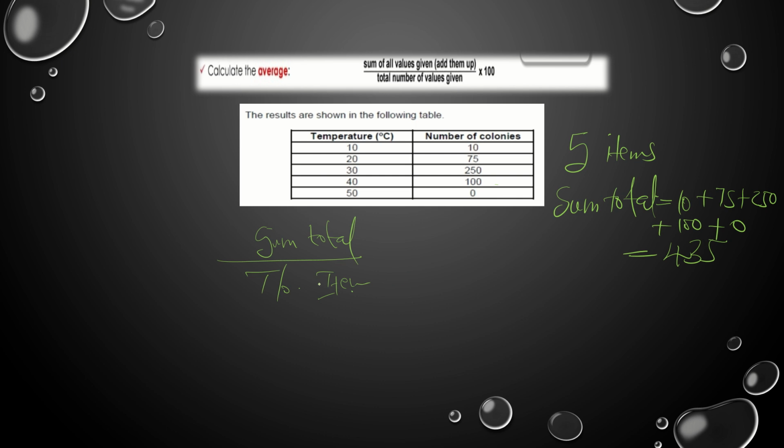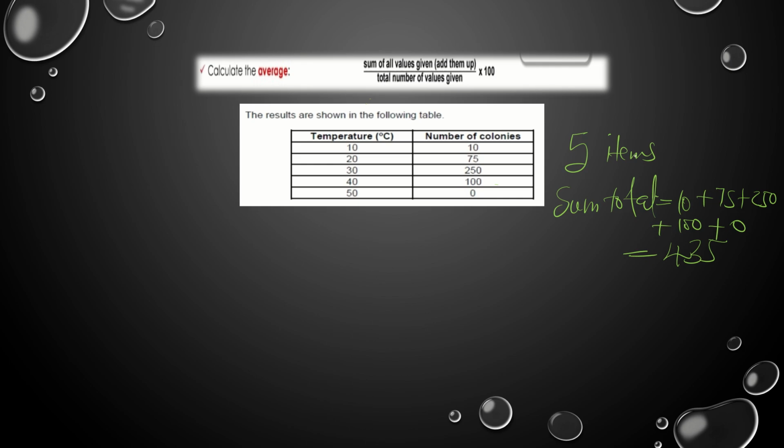So when you calculate average, just know that it is the sum total divided by the total number of items, or the items given. So now let's look at the formula. They say sum of values given, add them up, divide by the total number of values. Sometimes the values could be vague and you don't understand what to do about it. So I just say divide by total number of items or values.